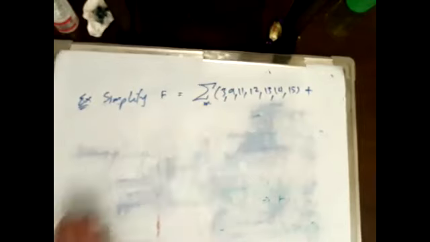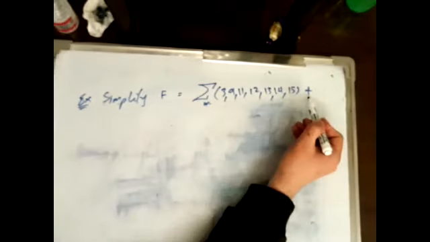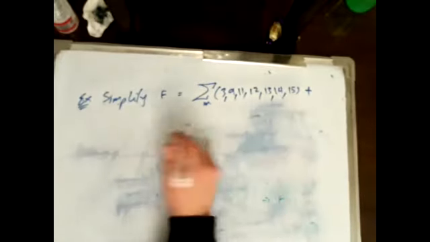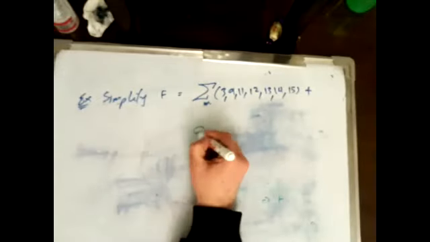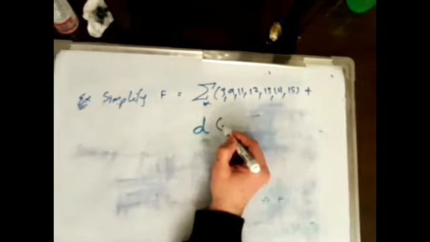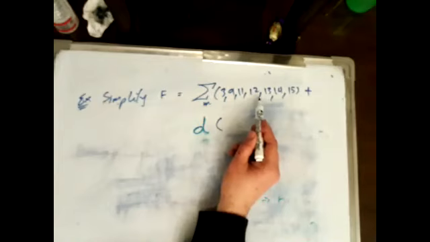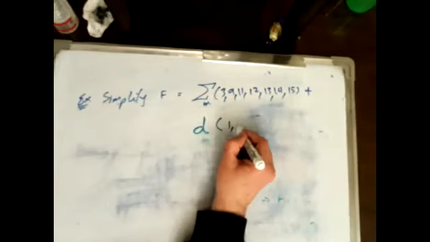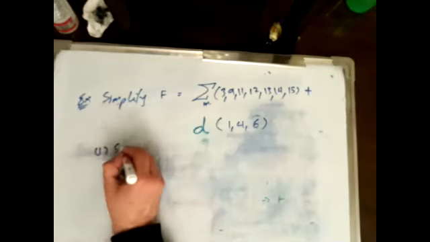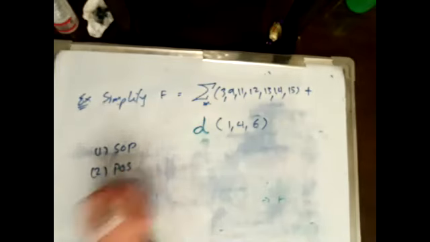I want you to try until next time to simplify this function, with some don't cares. Sometimes they write it like this, sum of d, or product of the, or the way we did it previously. The don't cares for this function are 3, 9, 11, 12, 13, 14, 15, so it is don't care, 1, 4, and 6. So simplify this as sum of product and as product of sum.